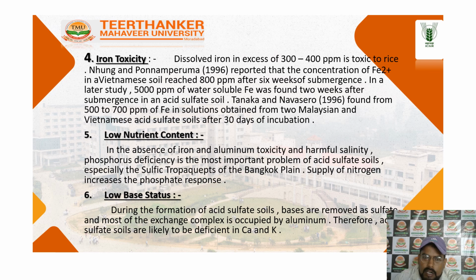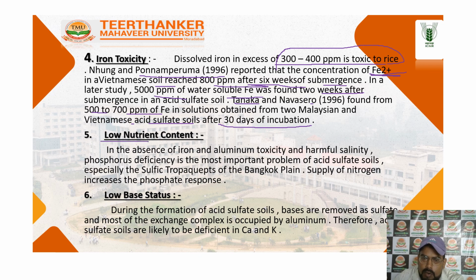Next is iron toxicity. Dissolved iron at 300 to 400 ppm is toxic for rice plants. Nihal and Ramarkers in 1996 reported concentrations of ferrous iron in Vietnam soil reaching 800 ppm in the 6th week after submergence, later usually 5,000 ppm. Tanaka and Navarro in 1996 found 500 to 700 ppm ferrous solution in Malaysia and Vietnam acid sulfate soil after 30 days of incubation, an effective level of toxicity in plants.